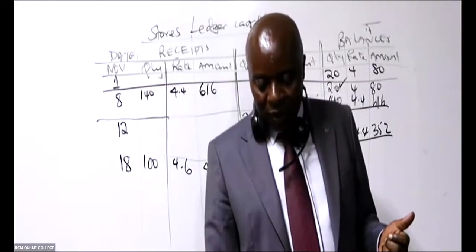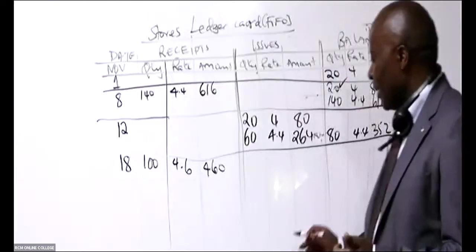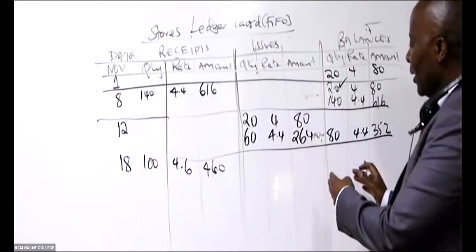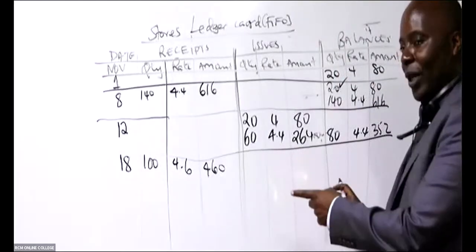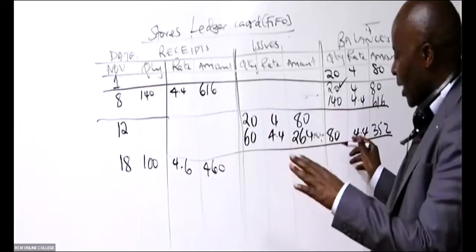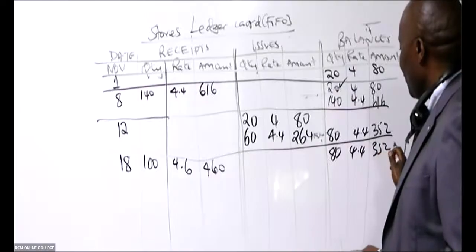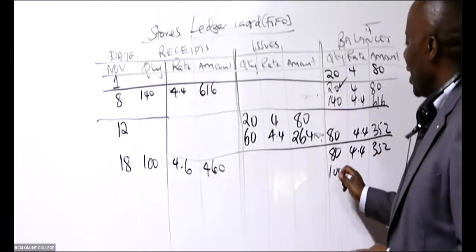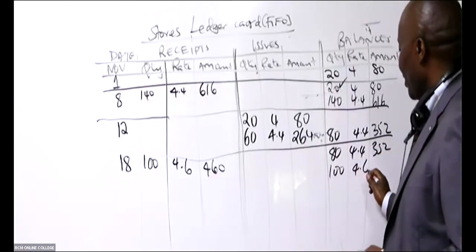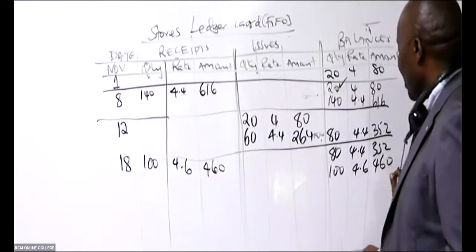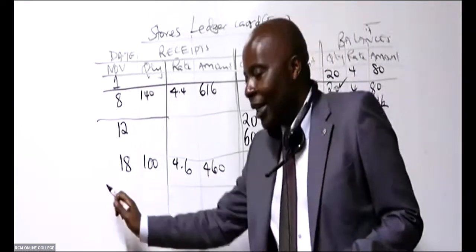I cannot accept failing. So you say it will be 460. So we are able to update the balance. So will you say 80 plus 100, really? No, they are different. So here it will be 80 at 4.4, 352. And then we have here 100 at what here, somebody? At 460. And then you do what here? Now go to the next date.